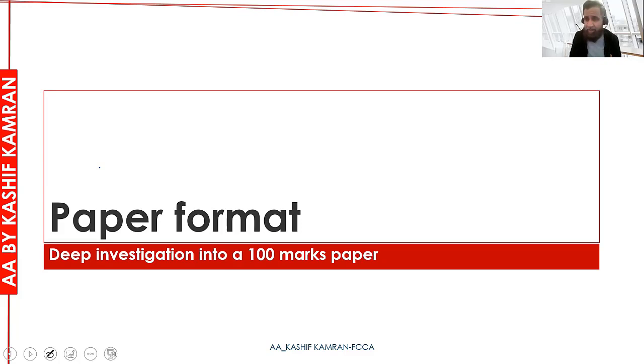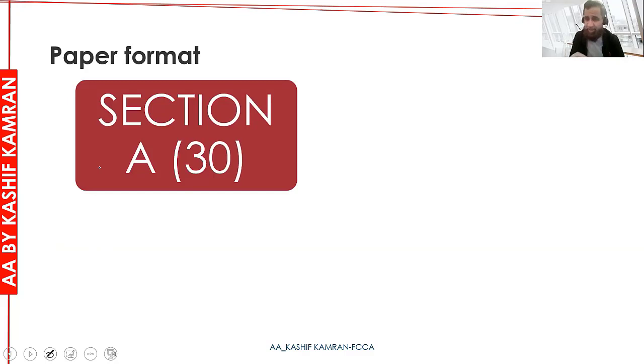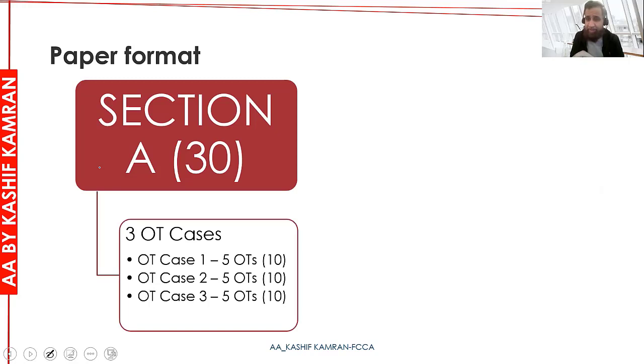Now, when you look at an AA paper, there are two sections. Section A is of 30 marks. In the 30 mark section A, you have the objective type questions, that is the OT cases. You have 3 OT cases in the 30 marks. So for 30 marks in section A, you have 3 OT cases, objective type questions, right?